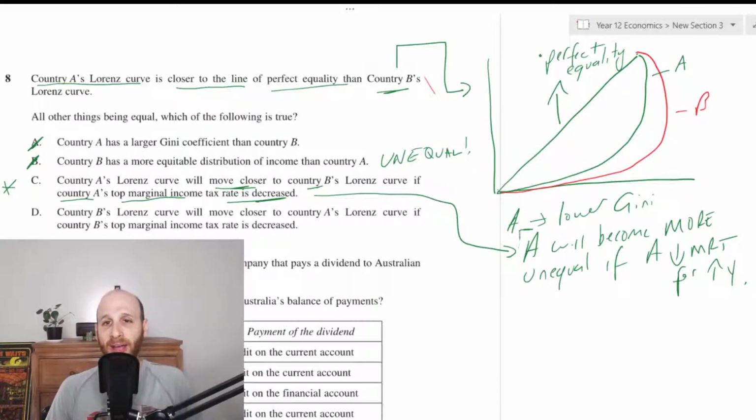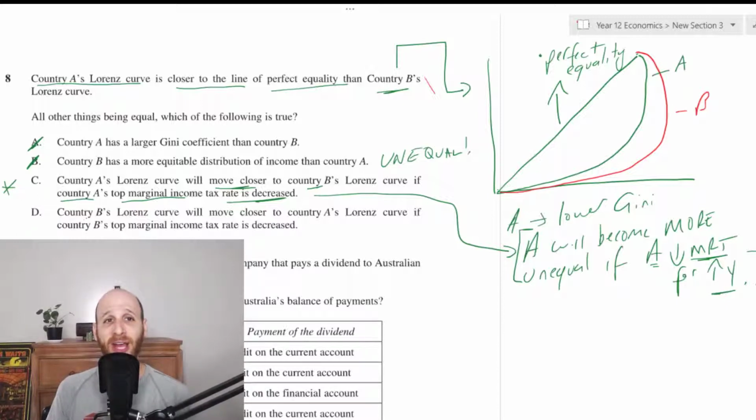It's saying that country A will become more unequal if country A reduces the marginal rate of tax for higher income earners. Now that's true. If I reduce the top rate of tax for marginal income earners, then their incomes will be higher, and that will increase inequality in the economy. So C is looking like a pretty good option.